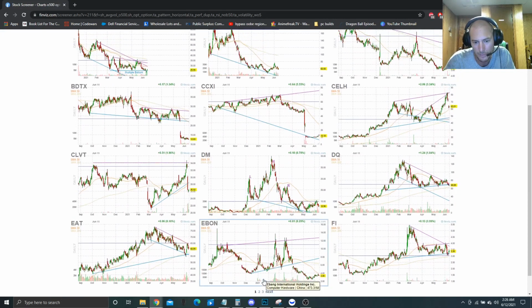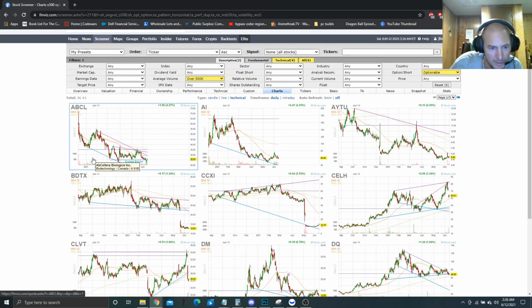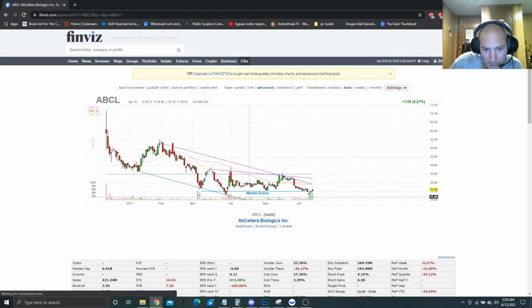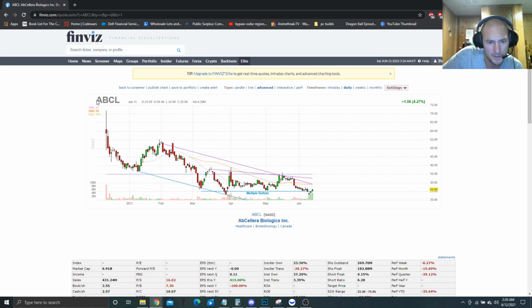If you notice here, we have 3 pages to look at, right? So, ABCL, I'm looking at this, it's been in a downtrend, and more recently it's trading in a range here, right? It's tested this area 1, 2, 3 times, and it does look like it is coming up.